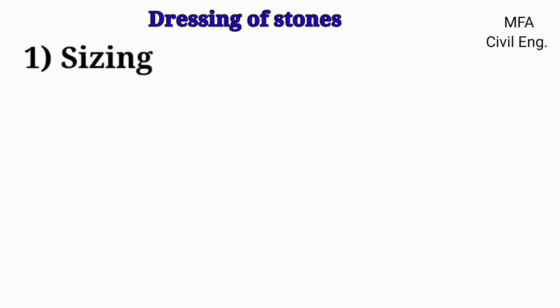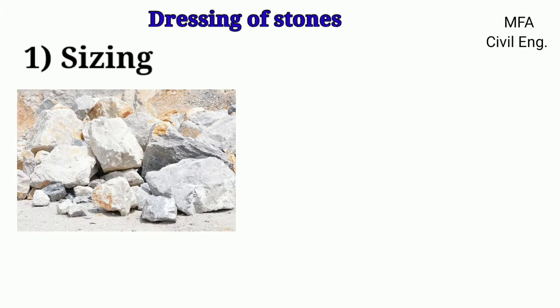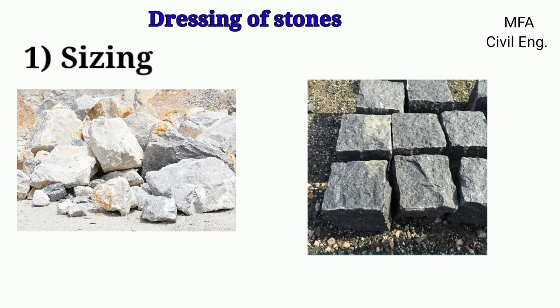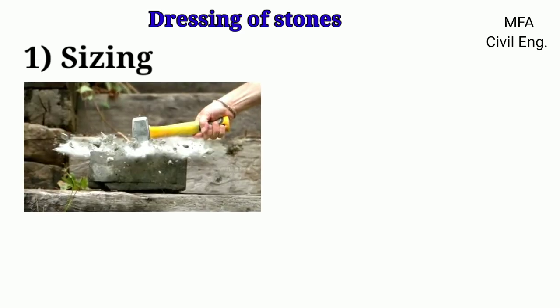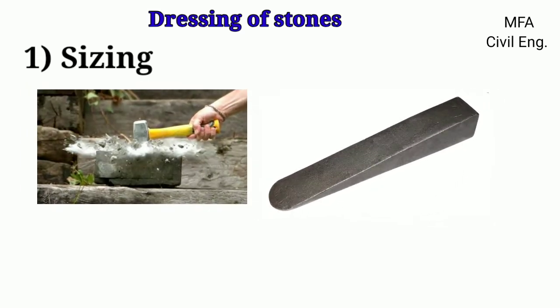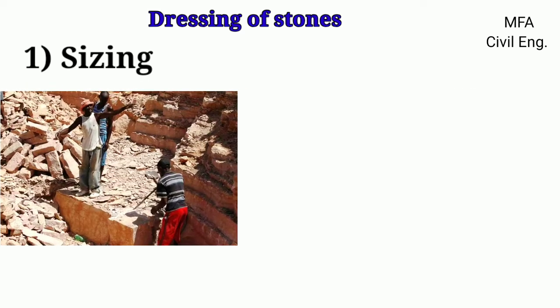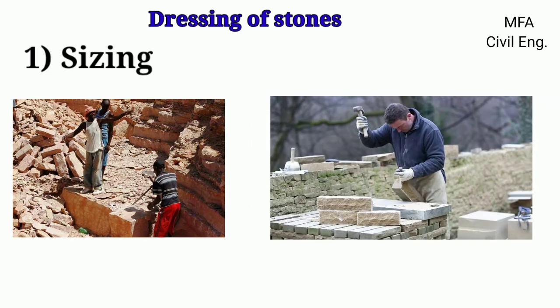Sizing is a process in which irregular or unshaped quarry stones are reduced to the desirable dimension by removing extra portions and projections with the help of a hammer and chisels. It is carried out either at the place of the quarry or at the construction site.